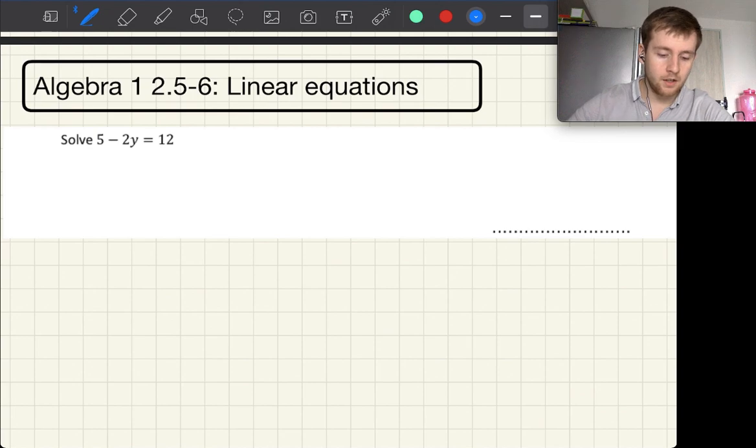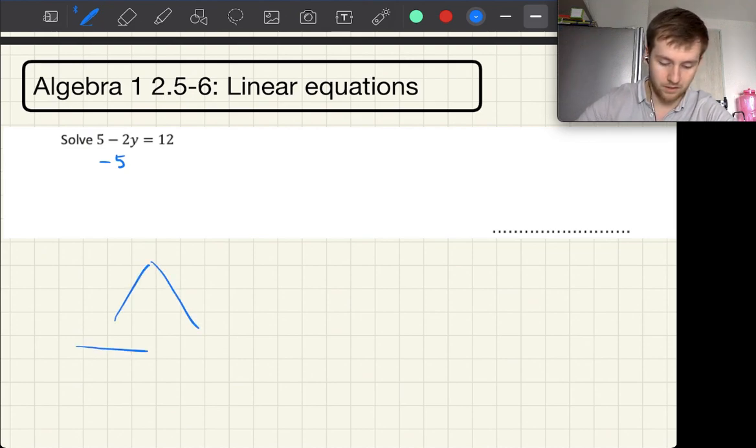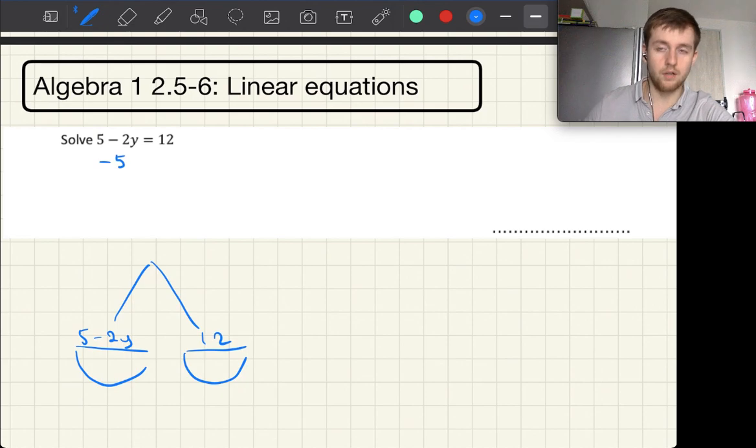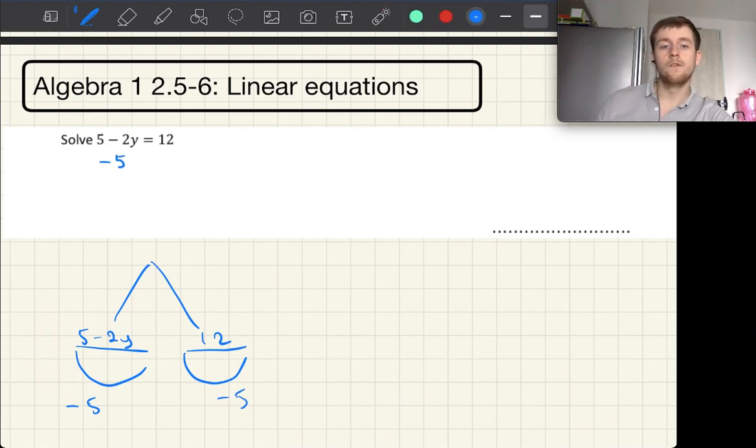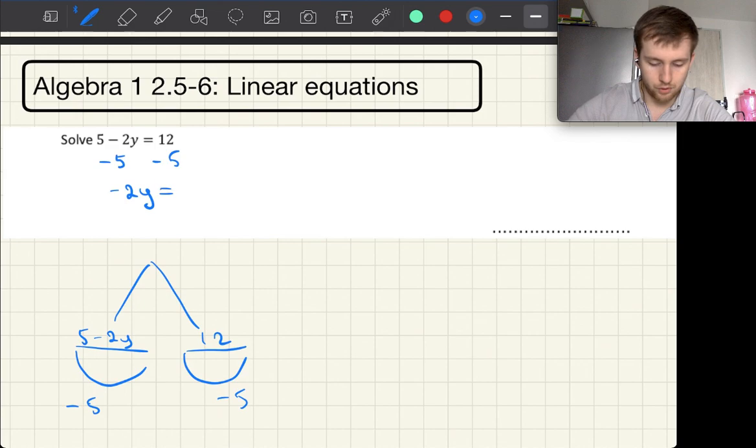Okay, so to solve these equations, we can use the balance method. So we can subtract 5 from both sides. Remember, an equation works like a scale. So when we have something on one side, like 5 minus 2y, and we have 12 on the other side, if we subtract 5 from one side, the scale goes down. And we have to balance the scale by also doing the same thing to the other side. So we subtract 5 from both sides, we will get minus 2y equals 12.